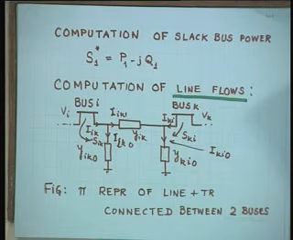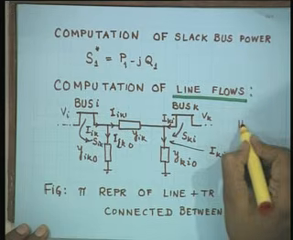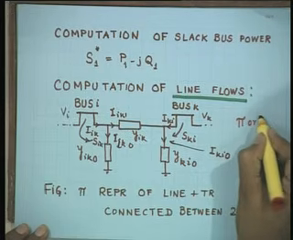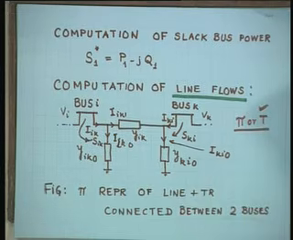So we represent it either by pi or T. Now can you tell me which model is better? Pi is better or T is better? Both can represent, in fact they are called nominal pi and nominal T. Both can represent a medium line. Similarly, both can represent a long line if you talk of equivalent pi and equivalent T, where you use hyperbolic cosine and hyperbolic sine. Those ABCD constants, you must have done in your undergraduate.